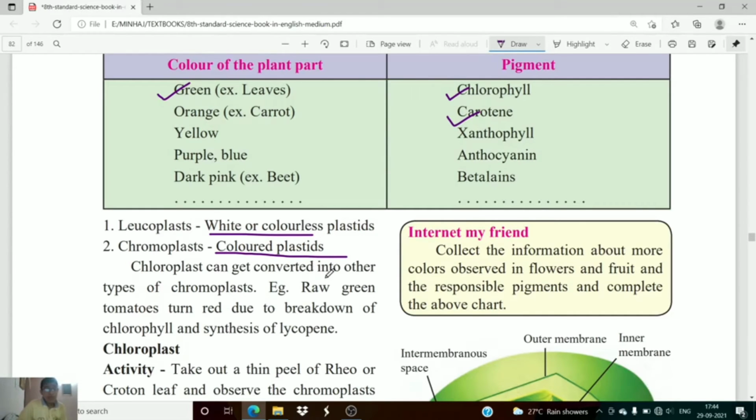Chloroplast can be converted into other types of chromoplast. Example, raw green tomatoes turn red due to breakdown of chlorophyll and synthesis of lycopene. So definitely it is tough to convert the chromoplast to chloroplast or leucoplast to chloroplast, but we can get the chloroplast converted into chromoplast.